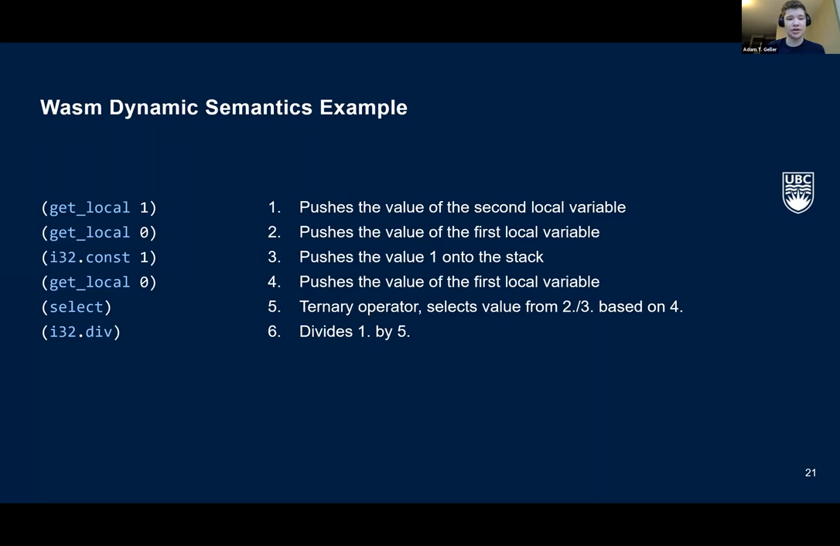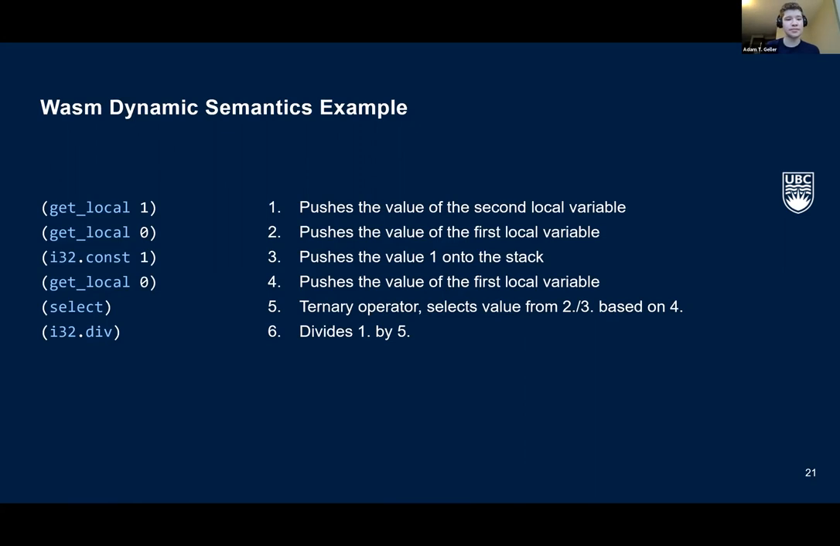It's a ternary operator. So if the value from the fourth line is 0, then it will select the value from the third line, and otherwise it will select the value from the second line. And because the values from the fourth and second line will be the same, if that's 0, it will select 1, and otherwise it will select a value that is known to be non-zero. So by the time we get to this division operator at the bottom, we should know that the second argument is non-zero.